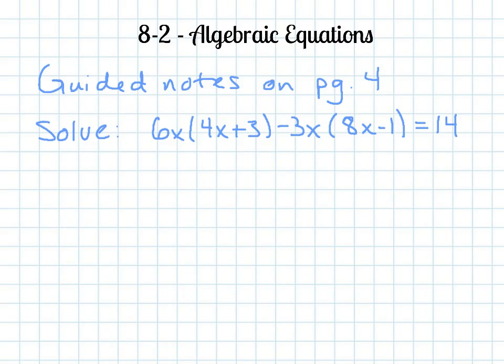So the first one is 6x times 4x plus 3, and then minus 3x times 8x minus 1, and those are in parentheses, equals 14. Now remember that this is an equation, so solving is the main goal here. Unlike yesterday where we were simplifying, there we were just trying to simplify into simplest terms. So go down as far as we can without being able to go any further.